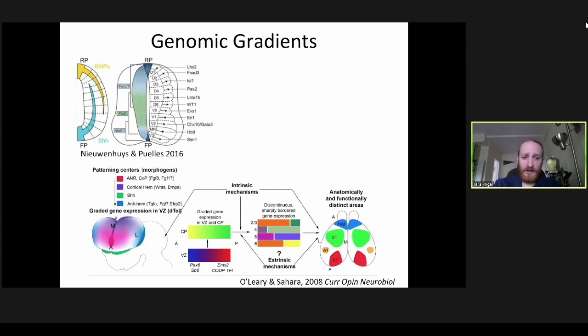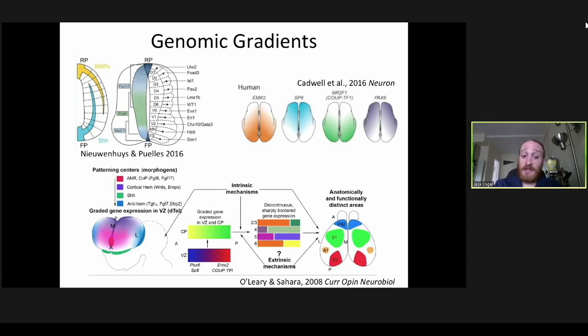Here are a couple of examples of the developing spinal cord on top and the developing brain at the bottom. In both cases, you can see that gradient-like expression of a few genes help to recruit and coordinate additional gene expression in more discontinuous and sharply bordered patterns, which creates this regional functionalization or specialization. A number of these genes have been identified in the human brain, but it's generally pretty hard to study this phenomenon in humans for obvious reasons.